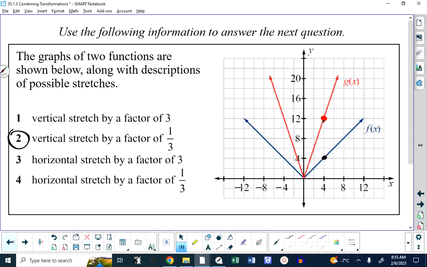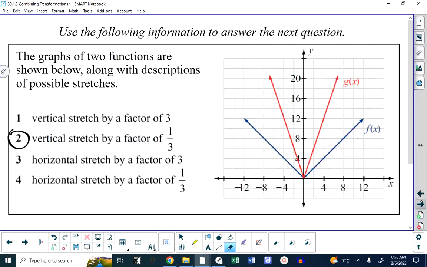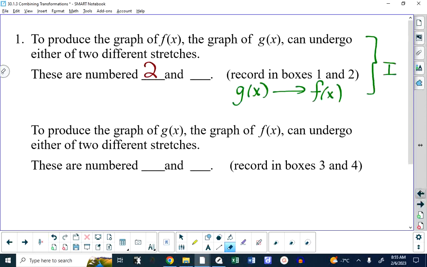On the other hand, if I focus my attention on the horizontal aspect of these, when I looked at the vertical, g of x was taller, right? But when I look at things horizontally, I can say g of x is narrower. And I want to now stretch things horizontally to make g of x fit onto f of x. We're still talking about a way to do this, g of x to f of x.